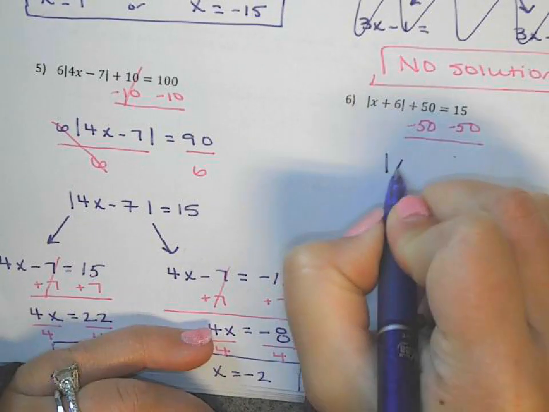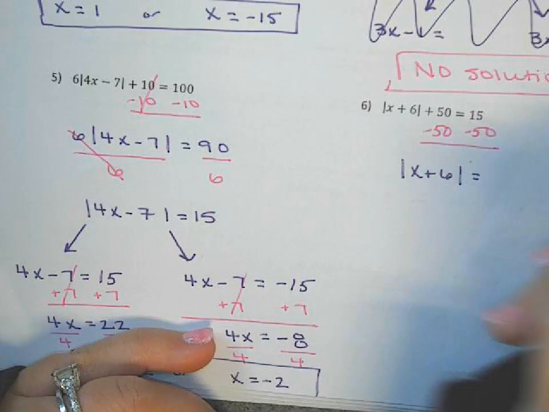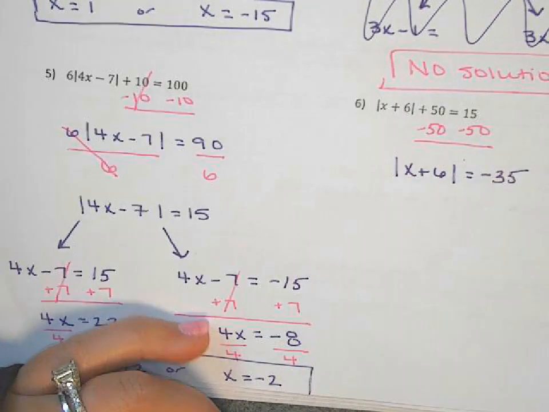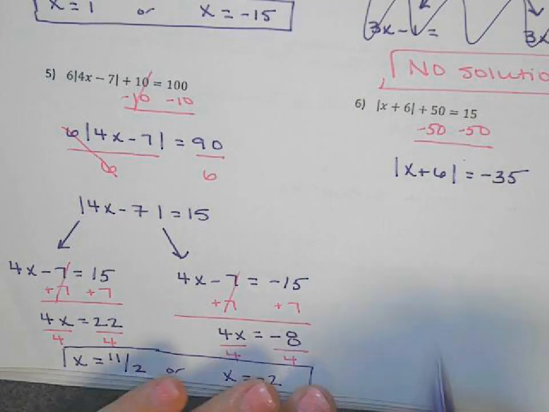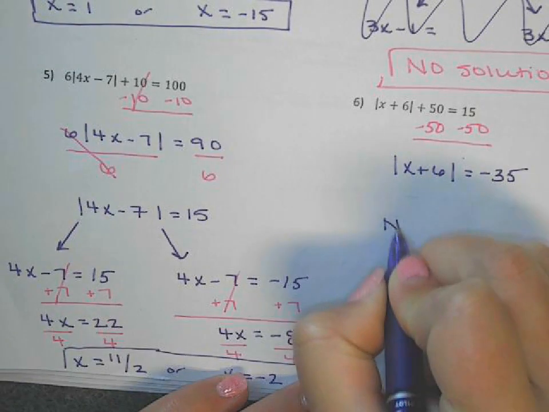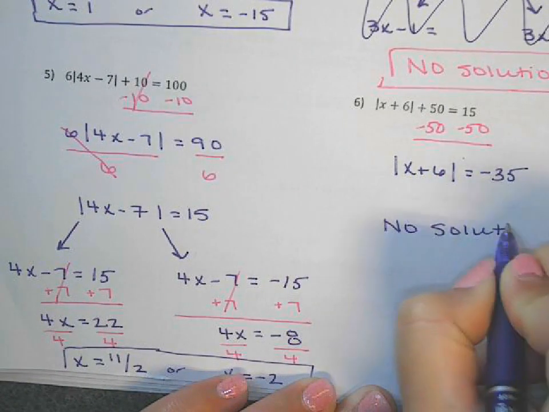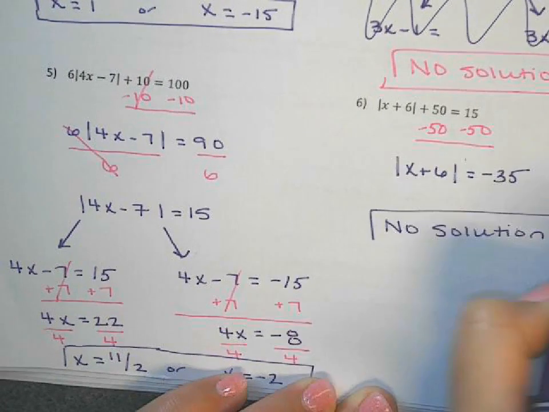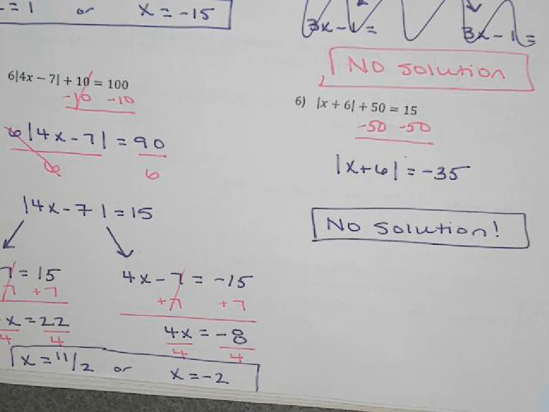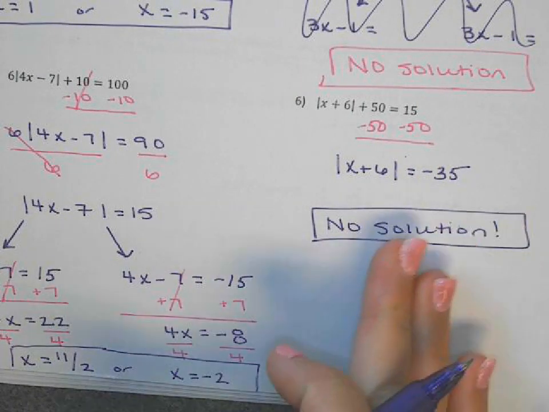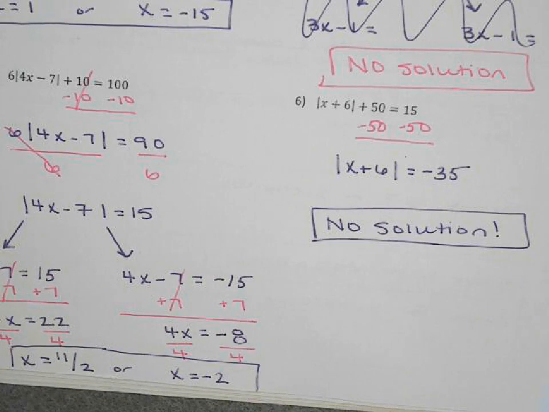We get the absolute value of x plus 6 is equal to negative 35. What'd you say? No solution. The absolute value bars are set equal to a negative number. So yes, no solution. You don't have to go any further. Very good. You're done on that one. I like those ones. They make them a lot easier. Right? Because if you realize no solution, that's a lot less work than having to go and break them down.